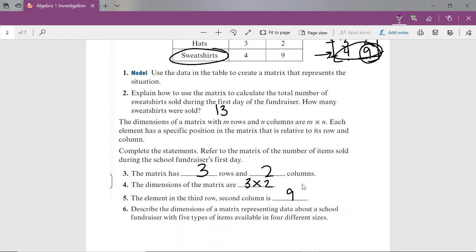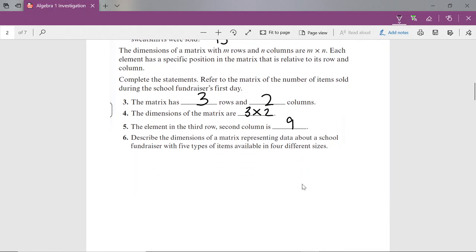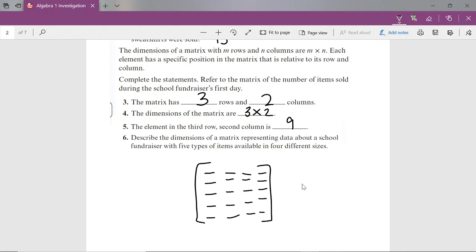Number 6, describe the dimensions of a matrix representing data about a school fundraiser with 5 types of items available in 4 sizes. Well, my types of items are shown in my rows. So if I have 1, 2, 3, 4, 5 different items, and then the columns show the different sizes. So if I have 4 different sizes, then I could have all of these 5 items 4 times, so 4 columns. So how would we describe the dimensions? We have 5 rows and 4 columns, so it's a 5 by 4 matrix.